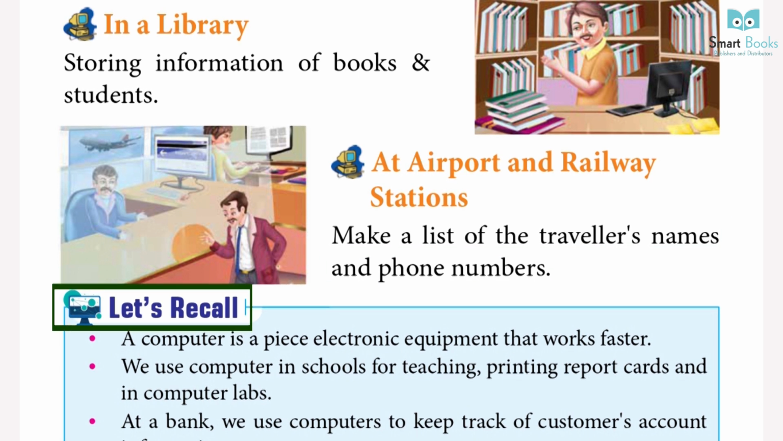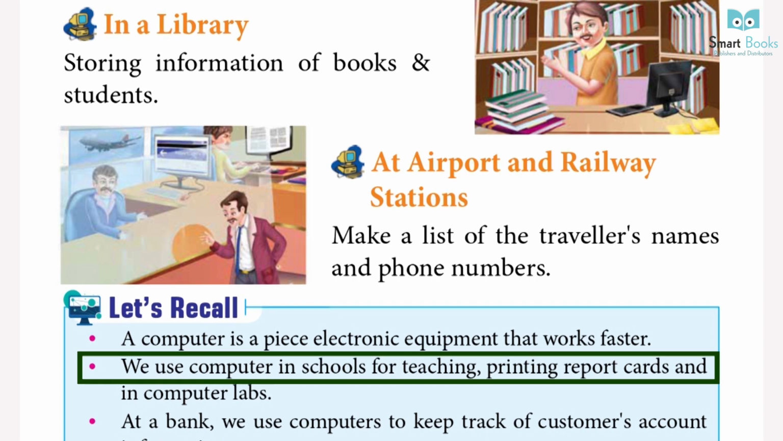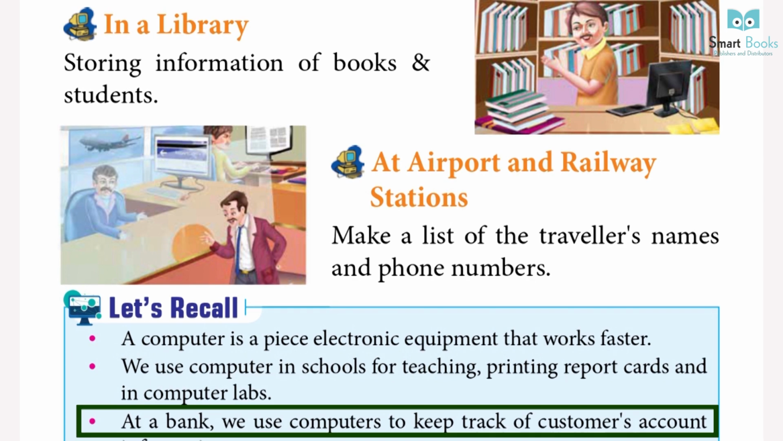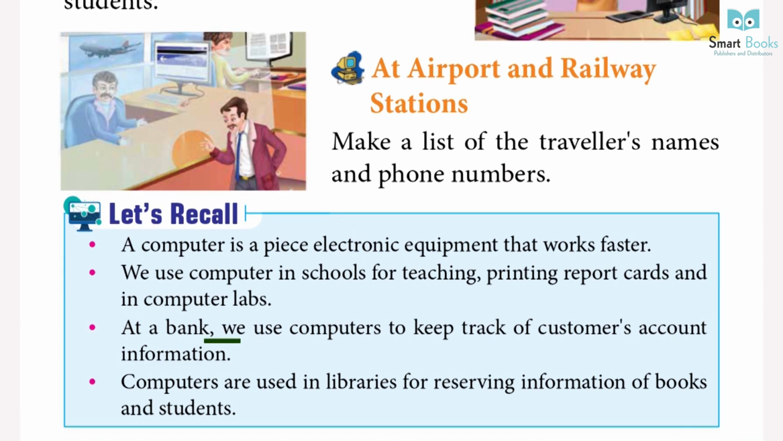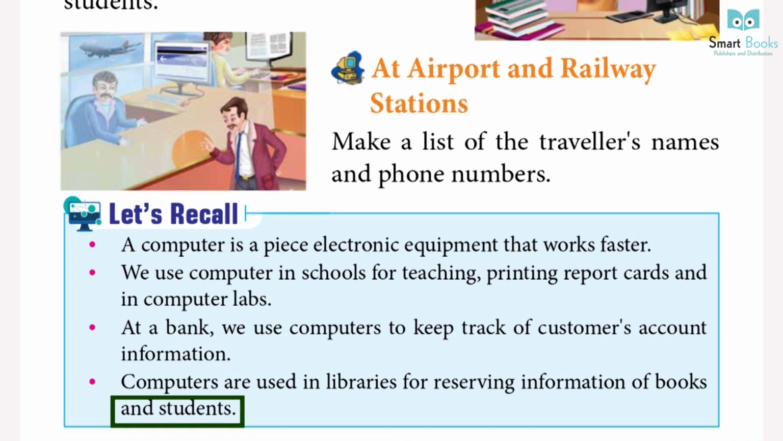Let's recall. 1. A computer is a piece of electronic equipment that works faster. 2. We use computers in schools for teaching, printing report cards, and in computer labs. 3. At a bank, we use computers to keep track of customers' account information. 4. Computers are used in libraries for reserving information of books and students.